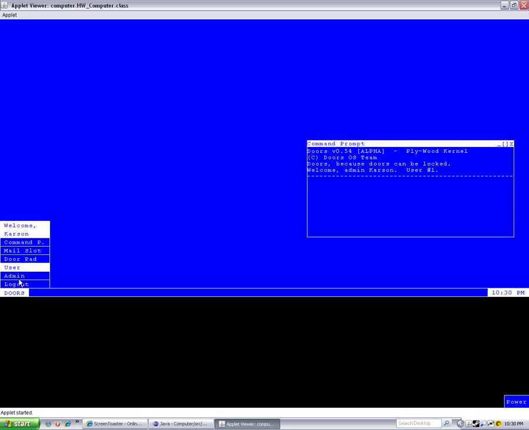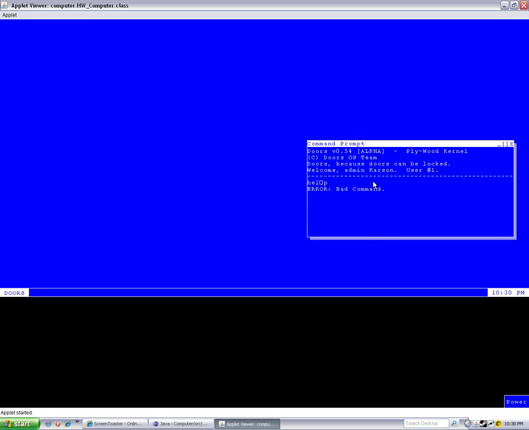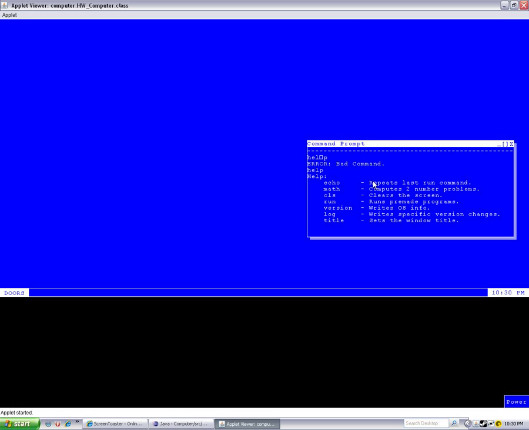Let's see. Mail, doorpad, user and admin programs do not exist yet. They used to, but I need to completely redo everything, pretty much. Just to give you the lowdown on this, it's a basic command prompt, and of course, this keyboard has a screw up. Okay, here are the commands: echo, math, clear screen, run, version, log, and title.